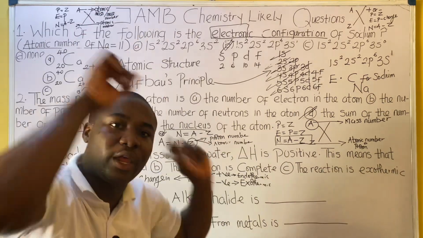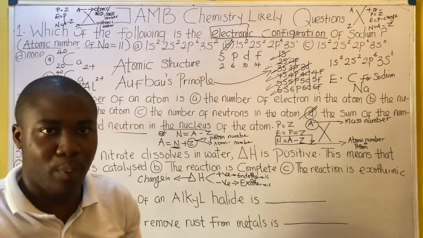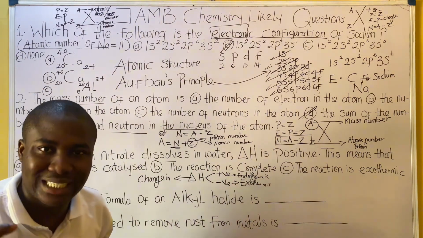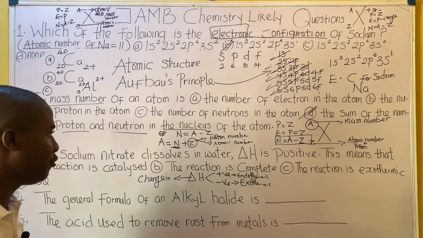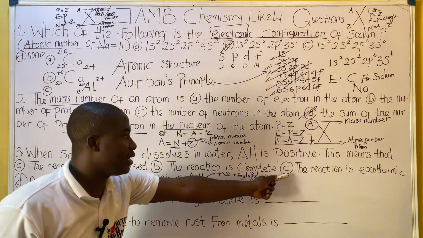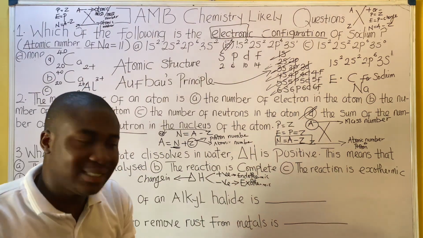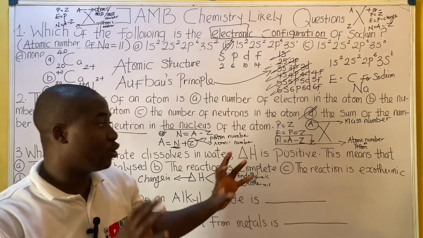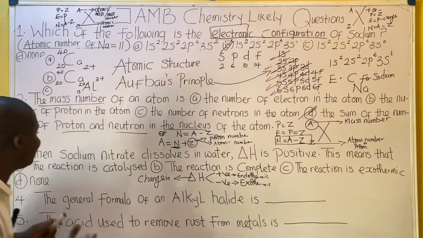Because they're asking us, why is this delta H positive? It's simple. Just look for the option that has endothermic reaction in it. From the look of things, option C says the reaction is exothermic. Option B says the reaction is complete. Option D says none.